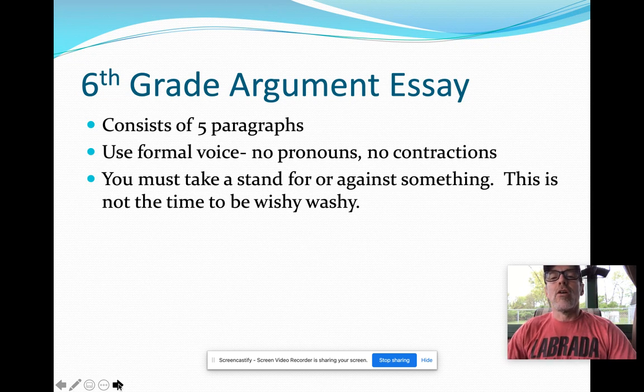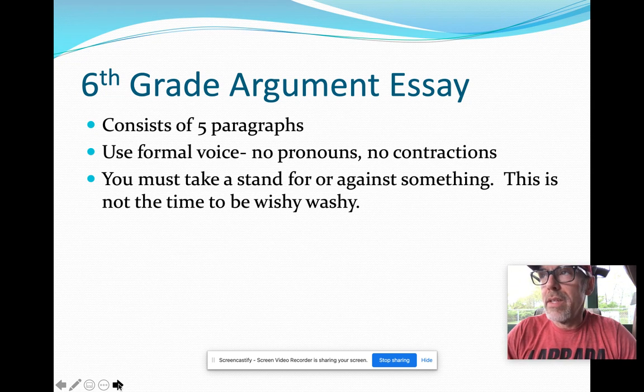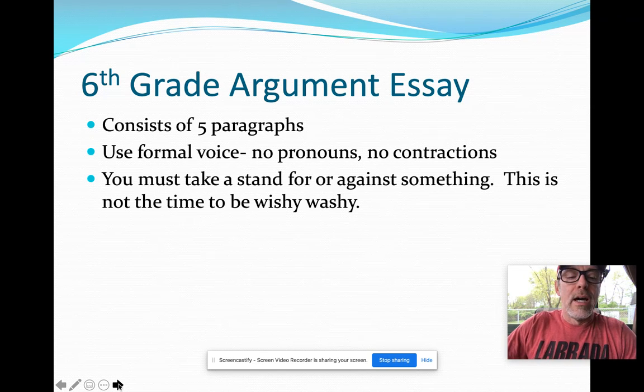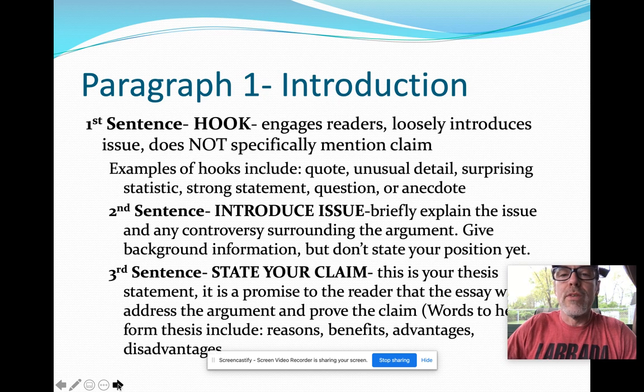Our sixth grade argument writing will consist of a 5-paragraph essay. No pronouns, no contractions should be used. And this is a time when you're going to take a stand for something and prove your point of view.